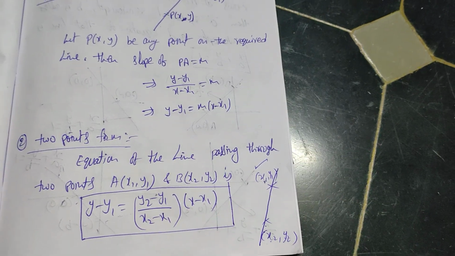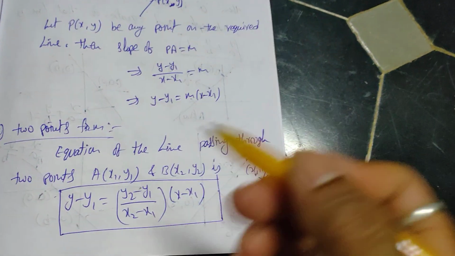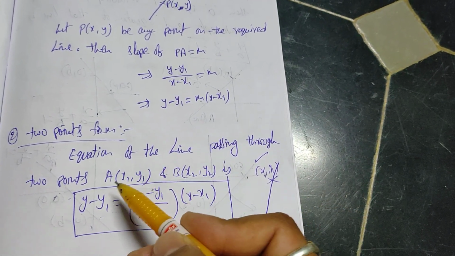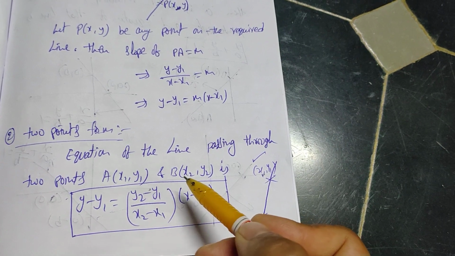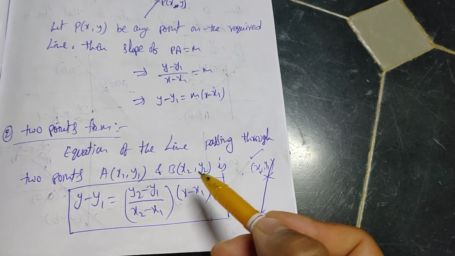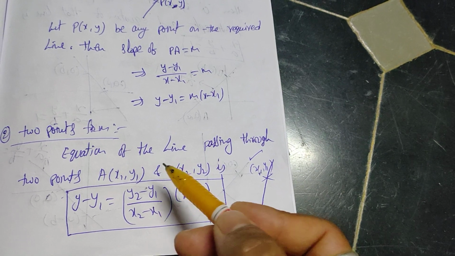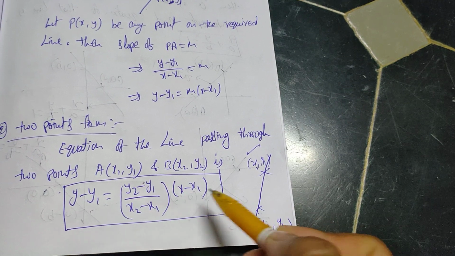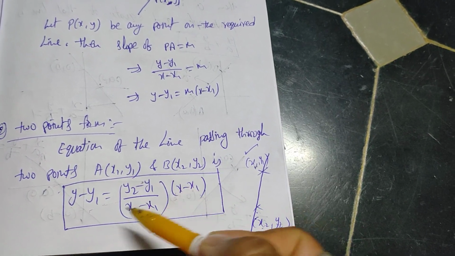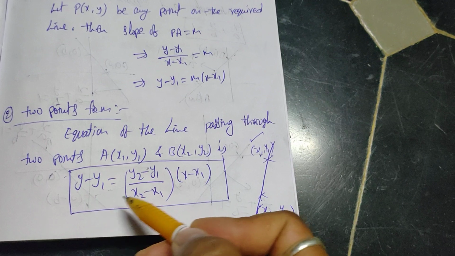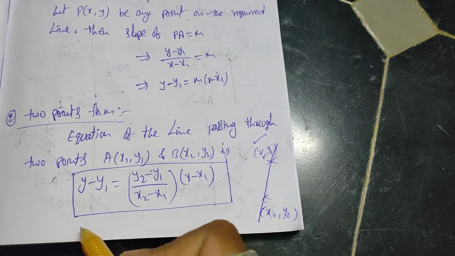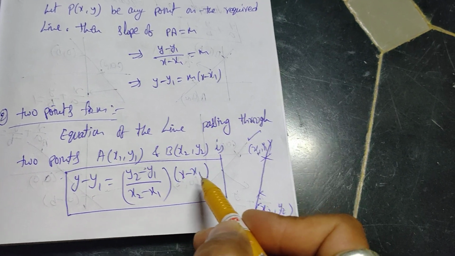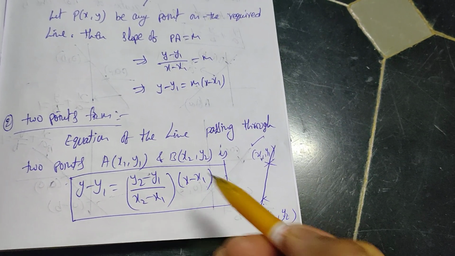Here you may have one doubt. Sir, here the line is passing through A (x1 comma y1) and B (x2 comma y2) also. So why can't you take the line as passing through x2 comma y2? That means in the position of y1 comma x1, why can't you take y2 and x2? We can take, no problem. So this equation also we can say, if you know the 2 points, y minus y2 is equal to y2 minus y1 by x2 minus x1 into x minus x2 also. So anyone you can use.